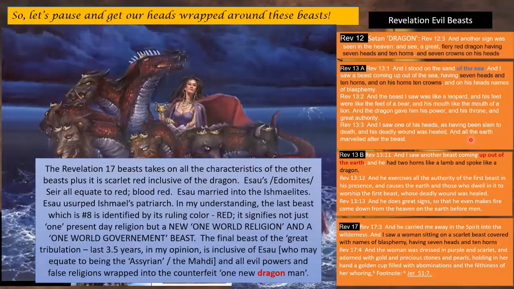The Revelation 17 beast takes on all the characteristics of the other beasts, plus it is scarlet red, inclusive of the dragon colors. And also Esau, the Edomites, and Mount Seir all equate to red, blood red. Now, if you recall, Esau married into the Ishmaelites. Esau usurped Ishmael's patriarch. In my understanding, the last beast, which is number 8, is identified by its ruling color, red.